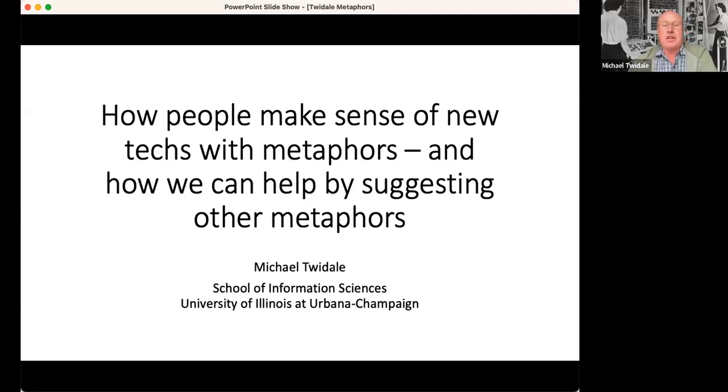What I want to share with you today is some of the metaphors that we see people using, but also encourage you to think about what are the metaphors you use to make sense of things when you encounter new technology, and what are the metaphors you might give to somebody else.